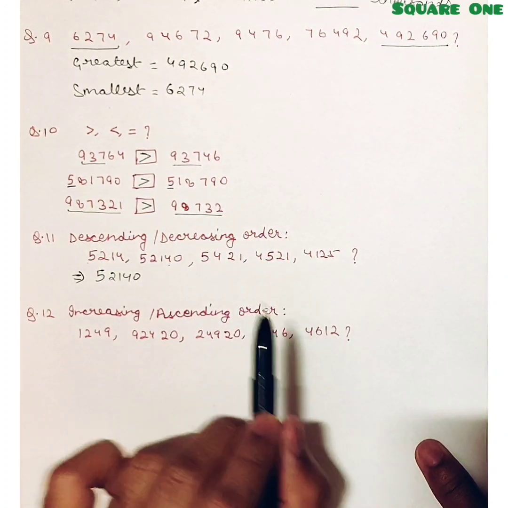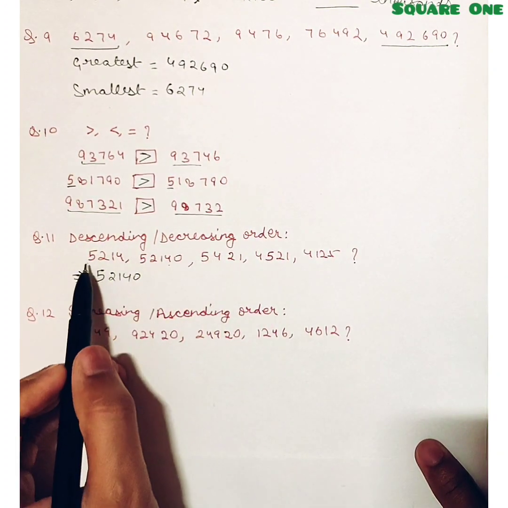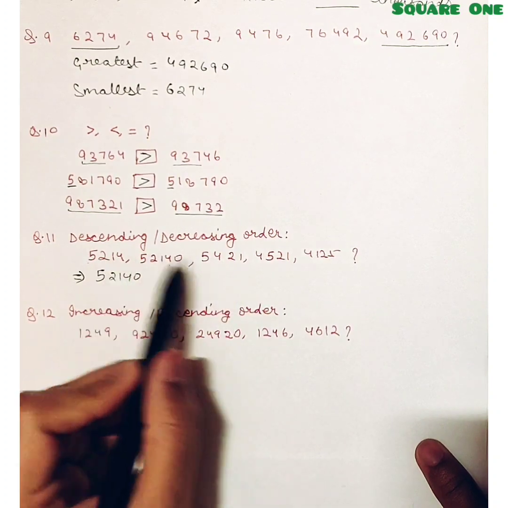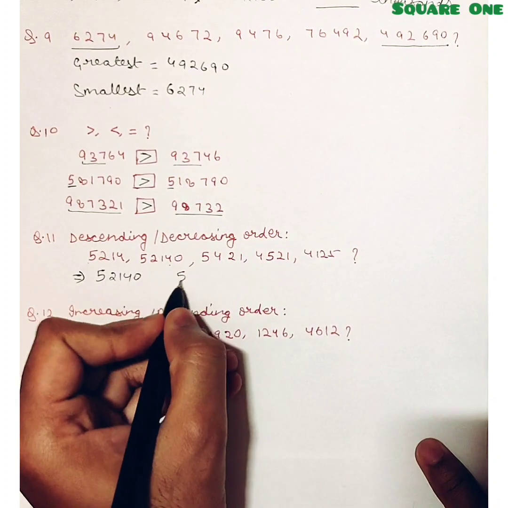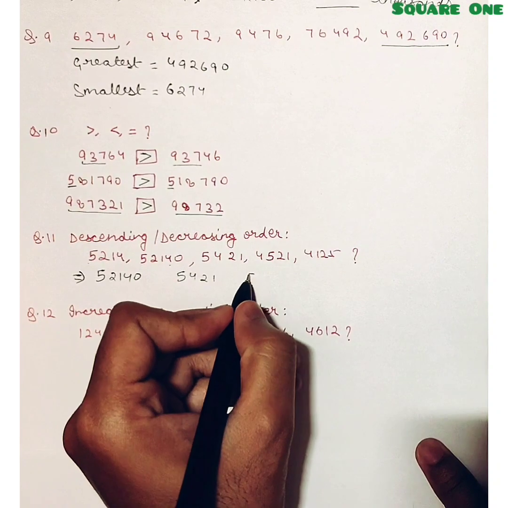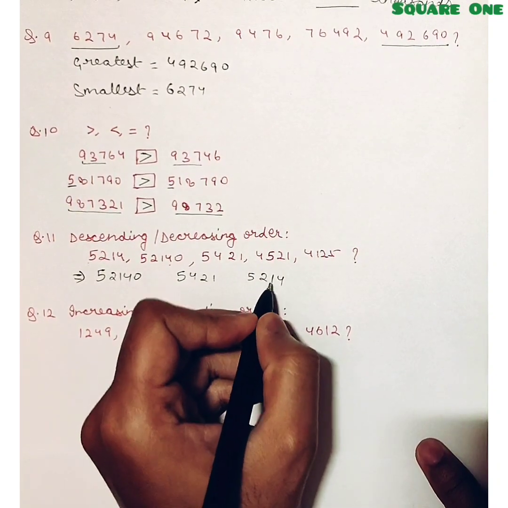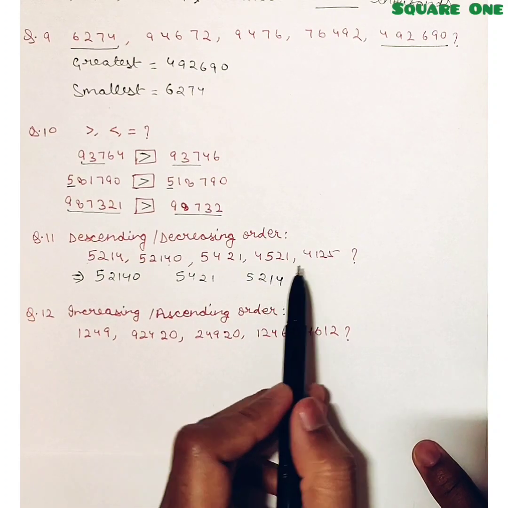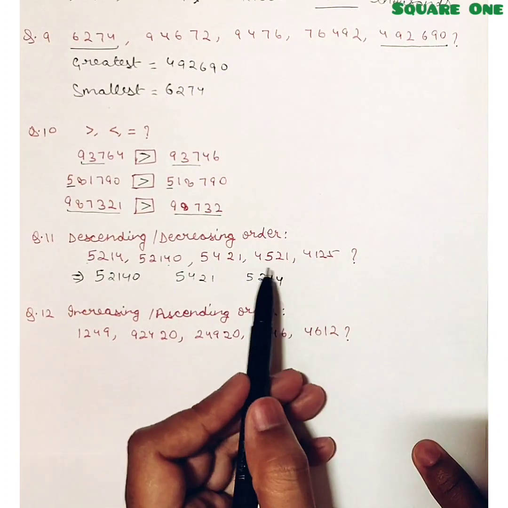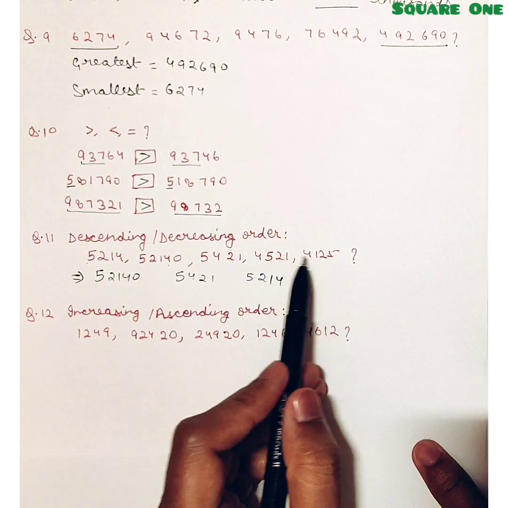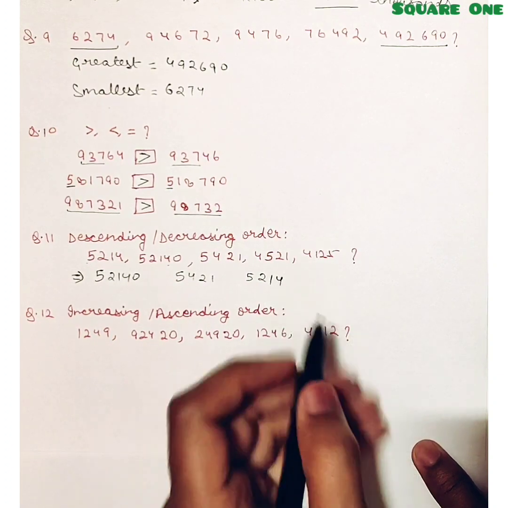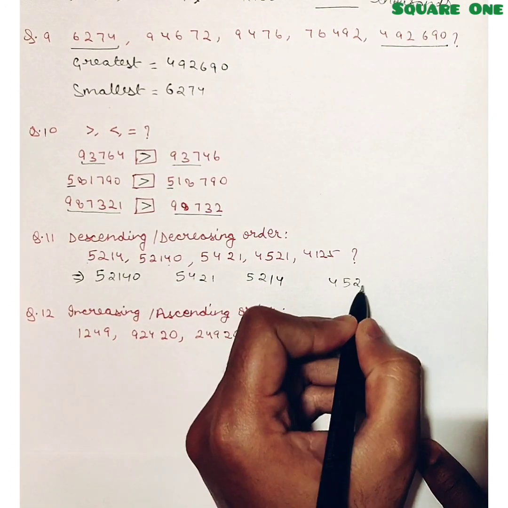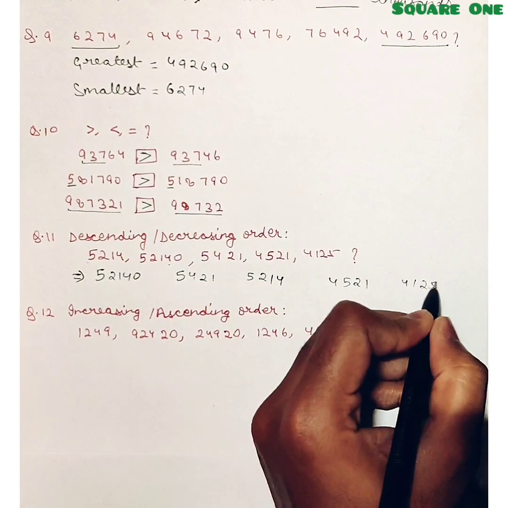Next we have both of these numbers start with 5. The others start with 4. So let us compare between these two. First digit is common. Next we have 2 and 4. So 5421 is greater than 5214. These are the other two greater numbers. Let us compare the other two numbers, 4521 and 4125. 4 is common. Next digit is 5 and here we have 1. So 4521 is greater and 4125 is smaller.